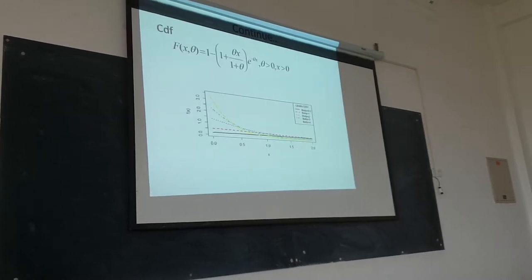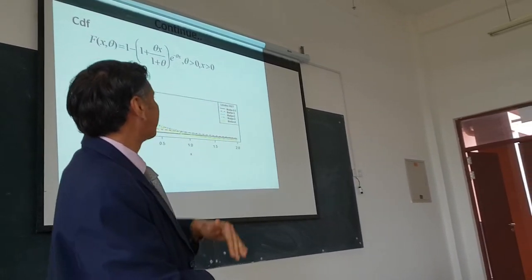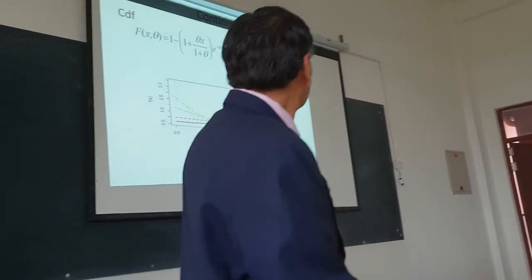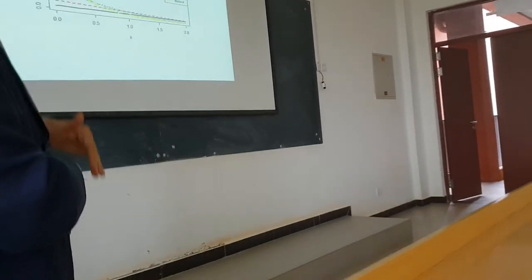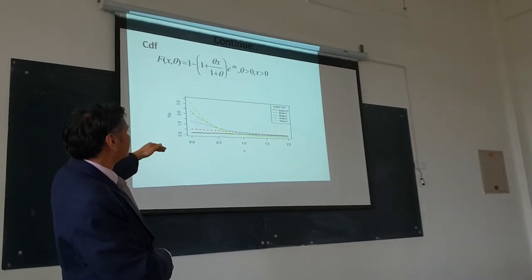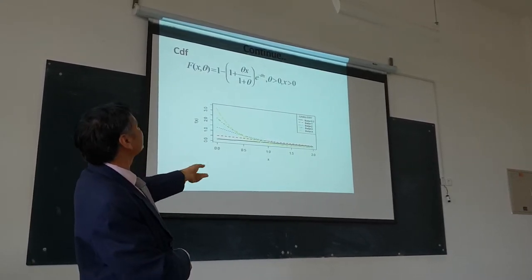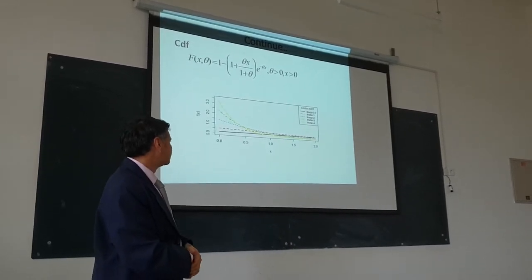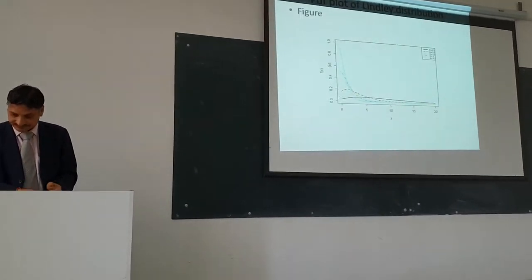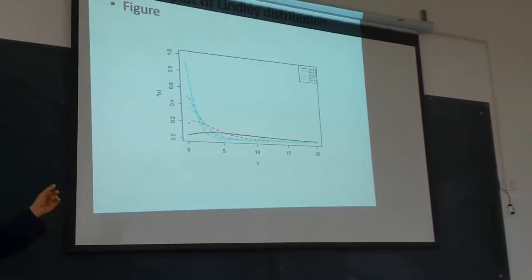Okay, so the next point is the CDF, the cumulative distribution function, already derived by Lindley and Ghitany. You can see here the behavior of the PDF. The behavior of the PDF is decreasing. If theta is increased, the PDF is decreasing. Its behavior is like that. Different values of theta are used here. You know, theta is a scale parameter.